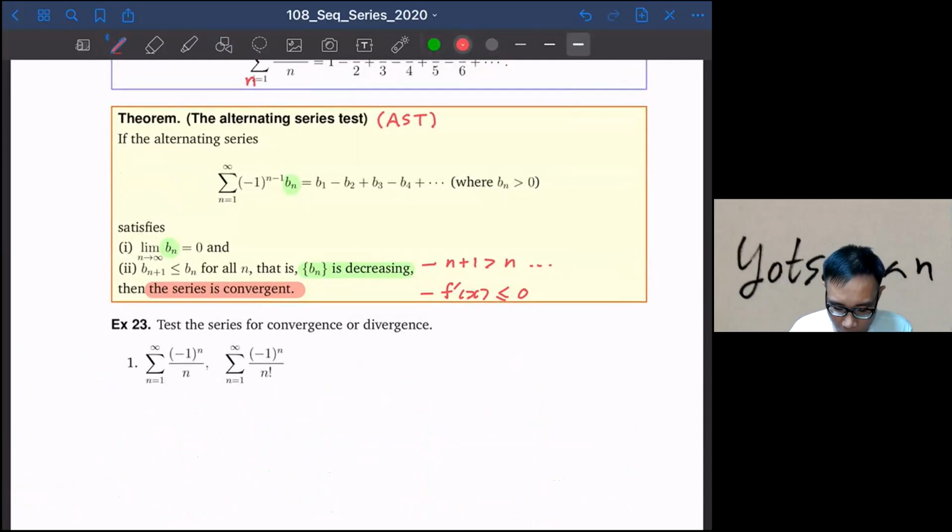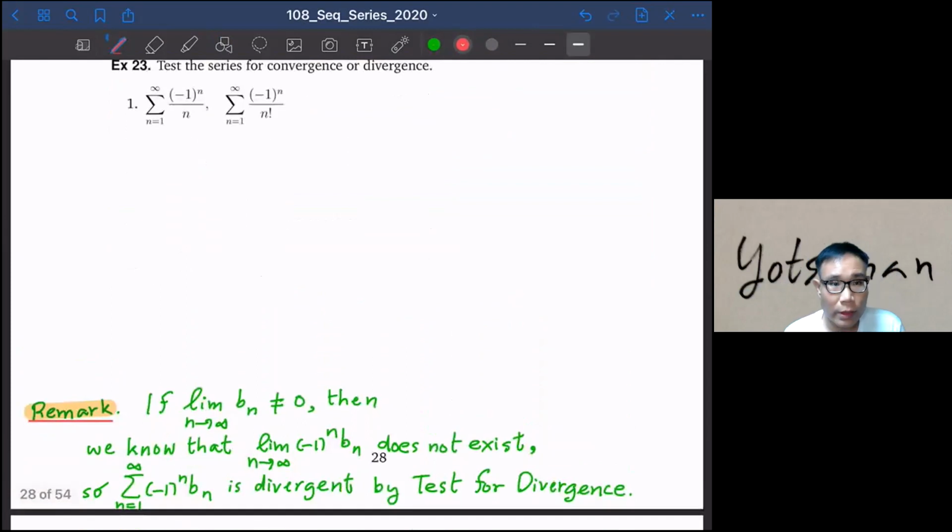Let's try to do example 23. You'd like to test whether the series summation of (-1)^n over n is convergent or divergent. So you consider bn equal to 1 over n. This is your sequence bn, and you have to check two things. First, the limit as n goes to infinity of 1 over n easily equals 0.